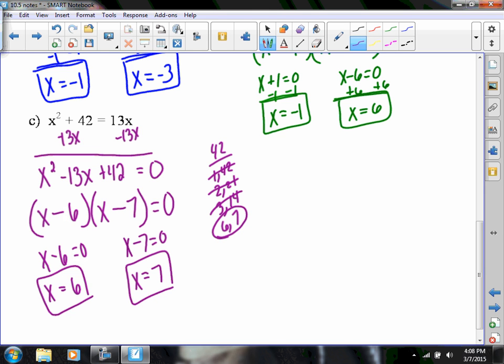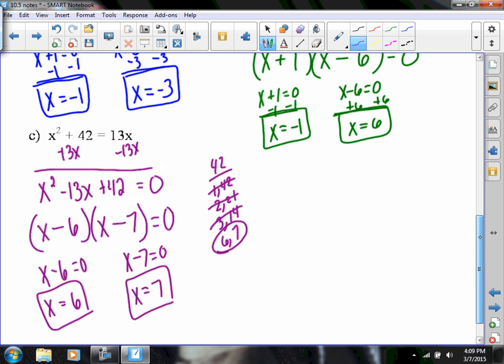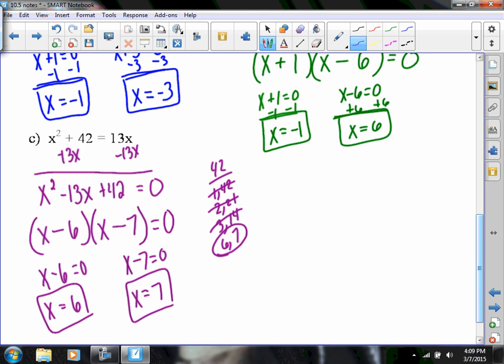Okay, now remember that we can always check our answers as well. I can take this 6 and I can substitute it back in here. So I would have 36 plus 42, and then that would have to equal 6 times 13. Same thing for the 7. 7 squared would be 49 plus 42. That would have to equal 13 times 7. So you want to make sure that these answers, if you substituted them back in, still give you a true statement. So sometimes as we're solving these problems, we go through them and we get x equals a number and we just circle it or box it and move on. But we have to remember that we have to check our work too.